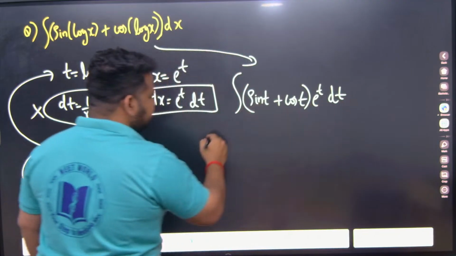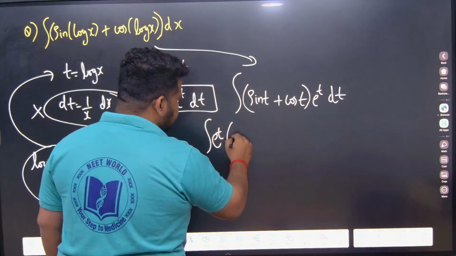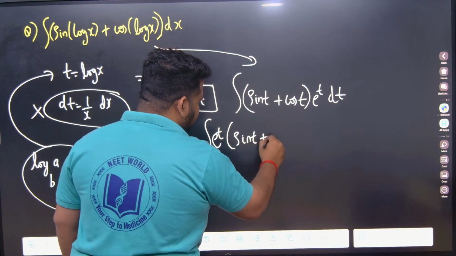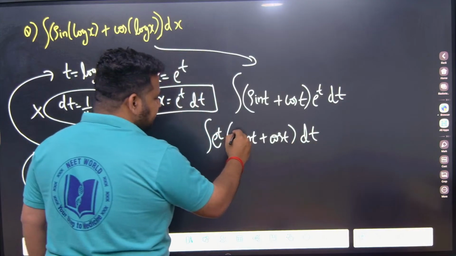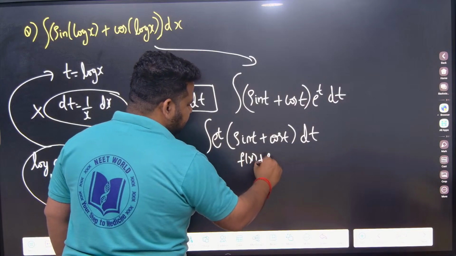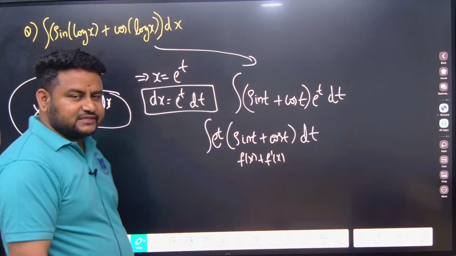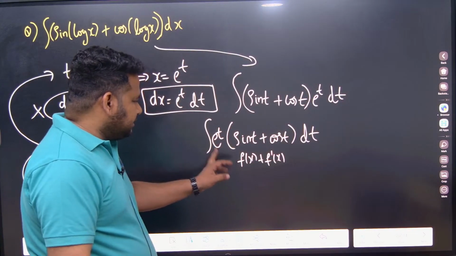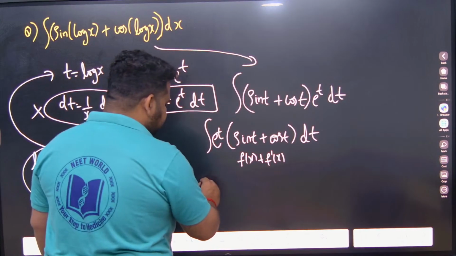Let me rearrange this. I can write this as the integral of e power t into sin t plus cos t dt. Now see here, sin t, its derivative is cos t. So this is f of x, and this is f dash of x. f of x plus f dash of x. So I can write this as e power x into f of x plus c.